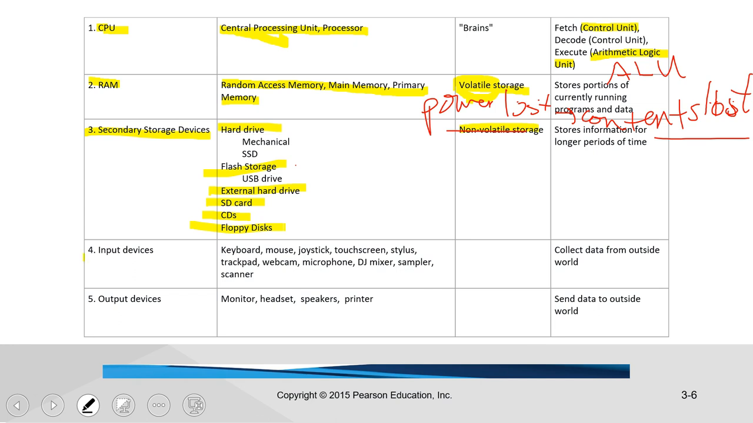The fourth category of hardware is input devices. Input devices receive information from the outside world. And I think we're all probably familiar with input devices. Some common examples and some less common examples are keyboard, mouse, and joystick, touchscreen, stylus, trackpad, webcam, a microphone or DJ mixer, a sampler, which I'm told by some students is an input device that musicians use, and a scanner.